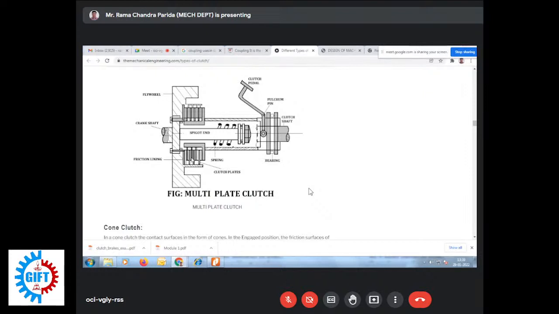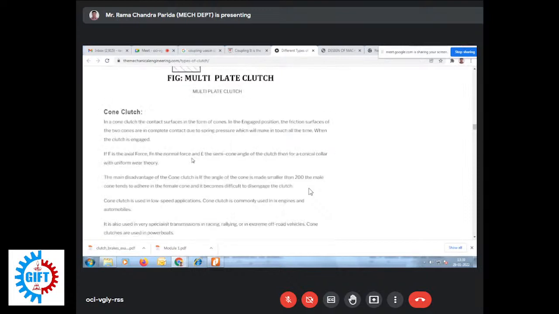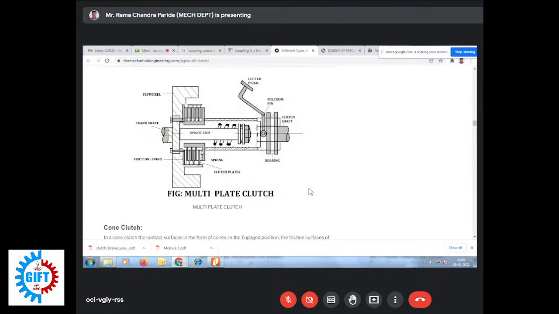Yes, sir. Where is the clutch pedal, when it is pressed, how the spring moves, and how all the clutch plates come in contact with each other. The flywheel, engine, crankshaft, you can see this diagram also through the internet.